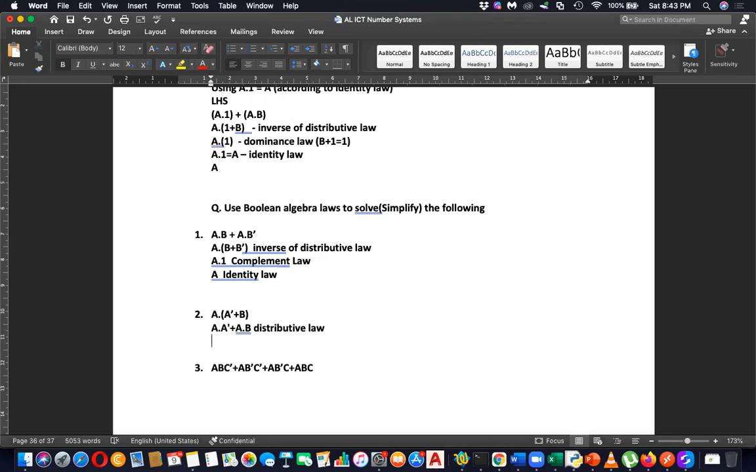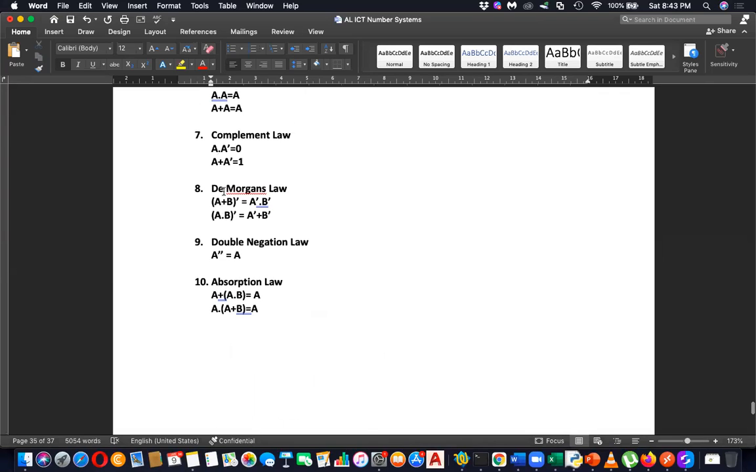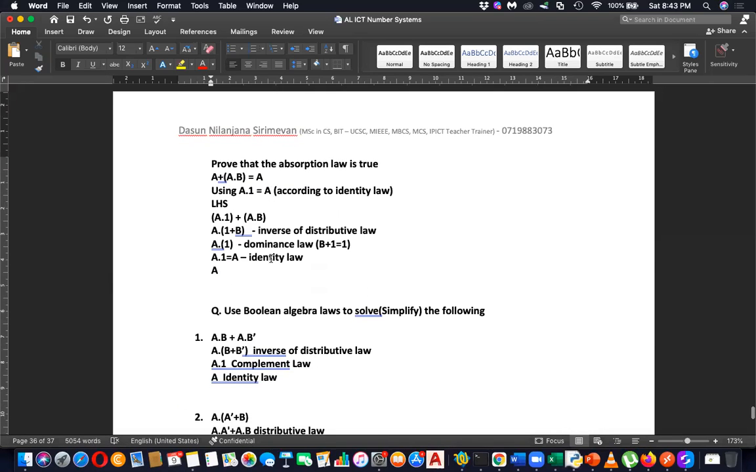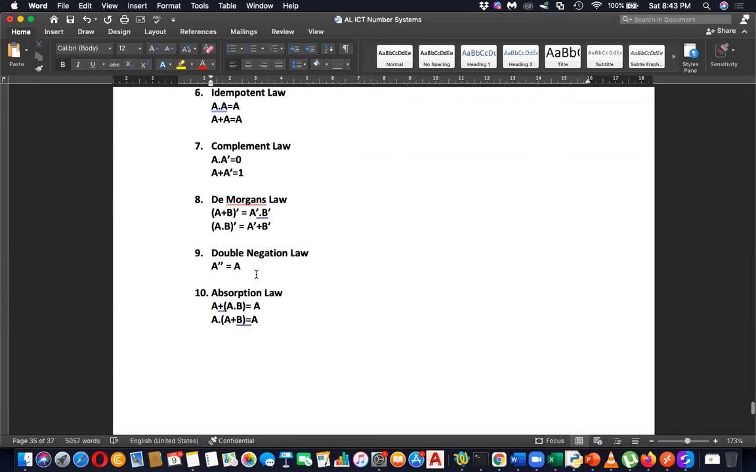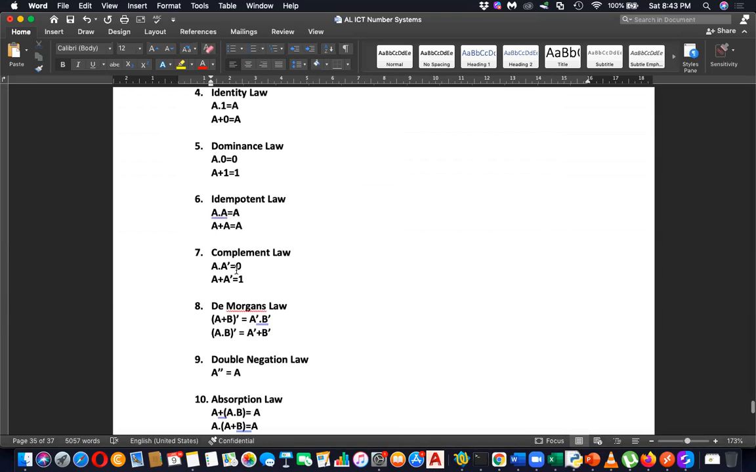Then you can A and A naught is basically 0. That is according to this one. A and A naught is 0 here, complement law. And then it OR with A or B, the whole thing. 0 or something. This is actually complement law. 0 or something. 0 or something law. Equivalent.